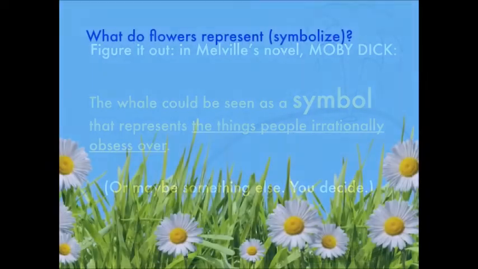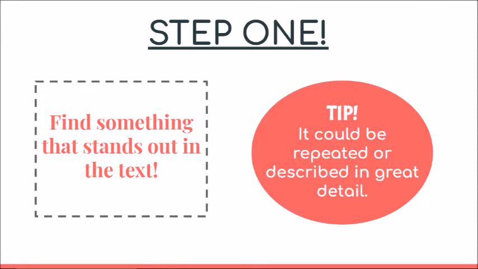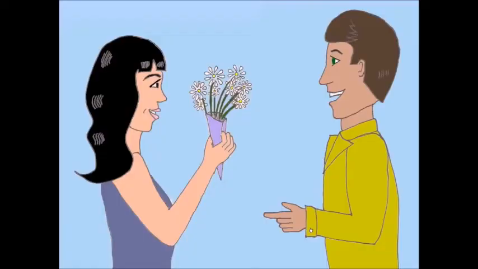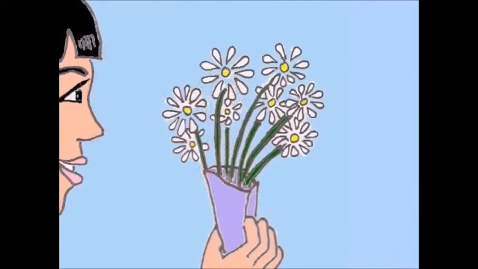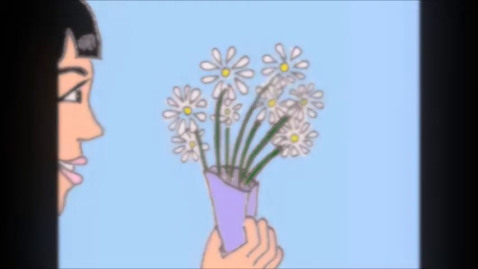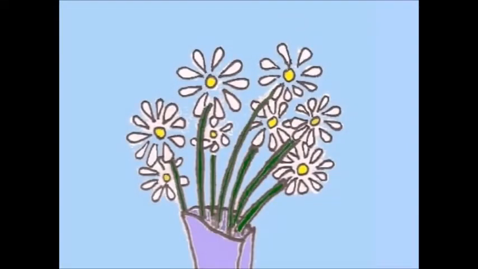For example, our first step is to identify a symbol, so we should look for things that are repeated or described in great detail. For example, a woman receives flowers from some guy she likes. The two are very much in love, and she's really happy about getting the flowers. The author describes the flowers in such detail that they seem more important than just flowers. The image is made to stand out in some way, and if you're alert, you'll catch that.